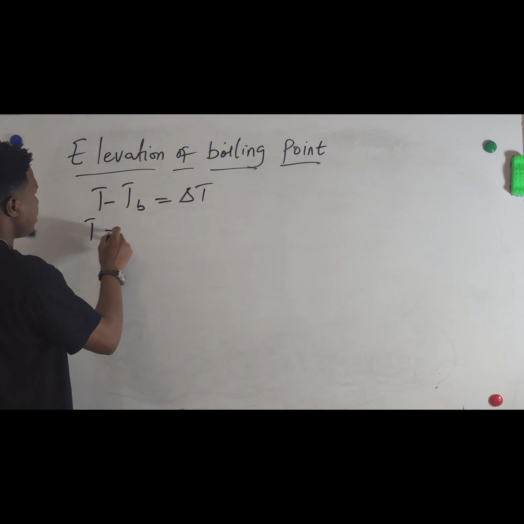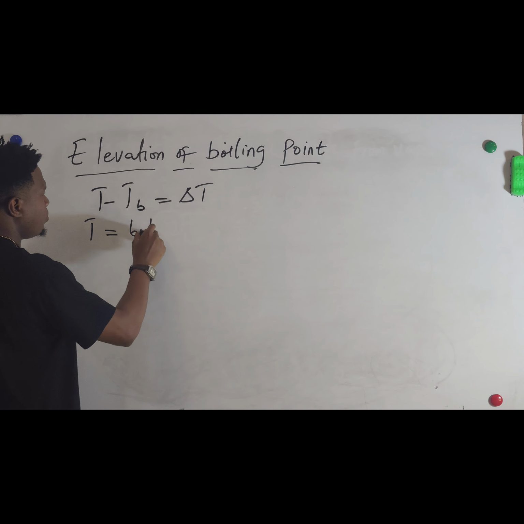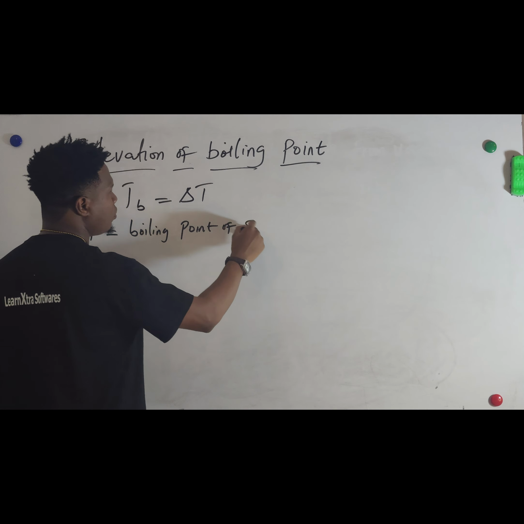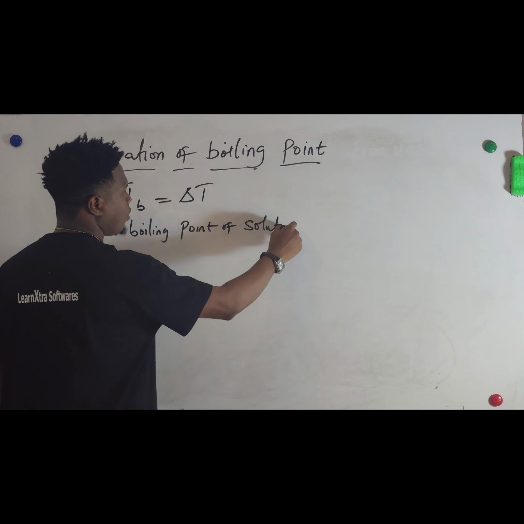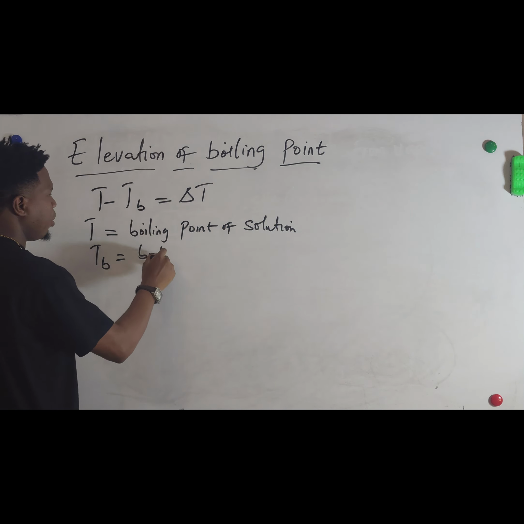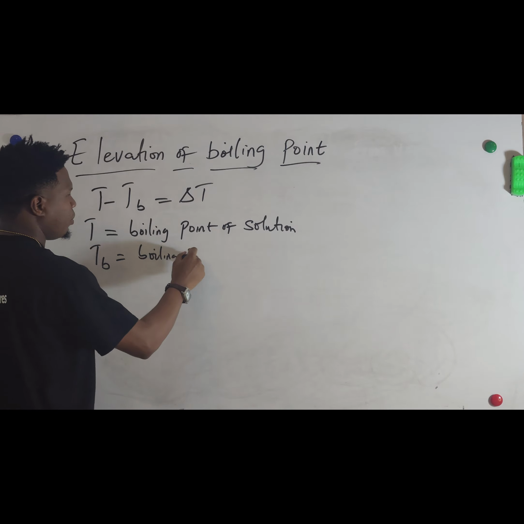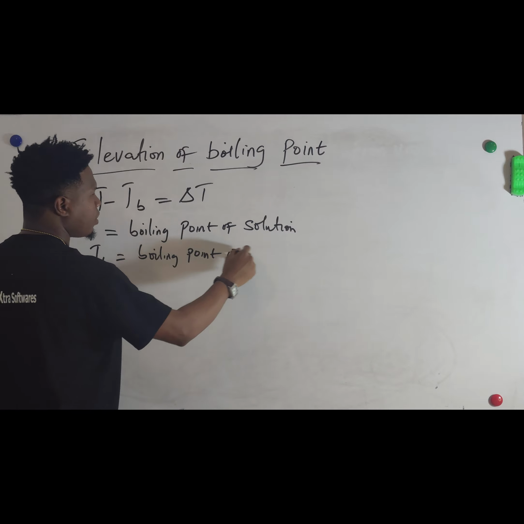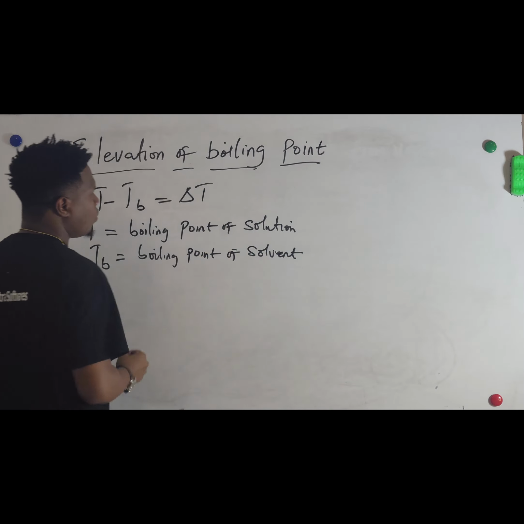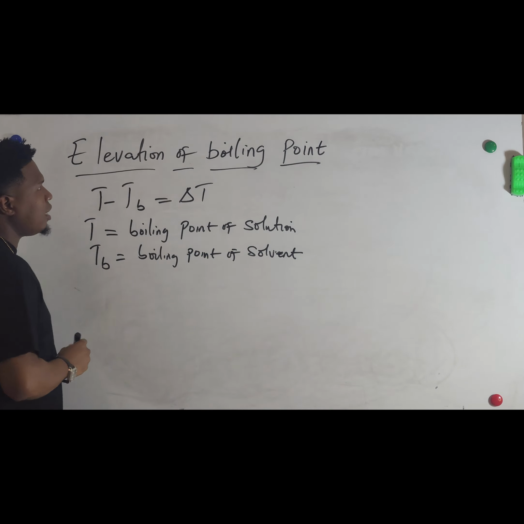Where T is equal to the boiling point of the solution, and where TB is the boiling point of the solvent. So this change in T is talking about the elevation of what? Boiling point.